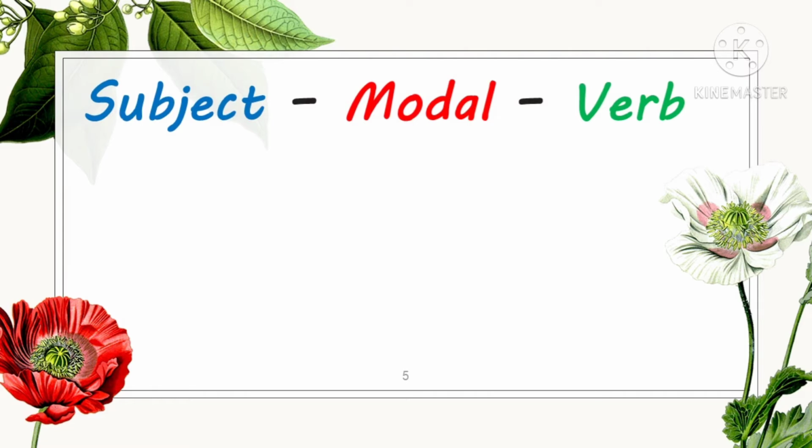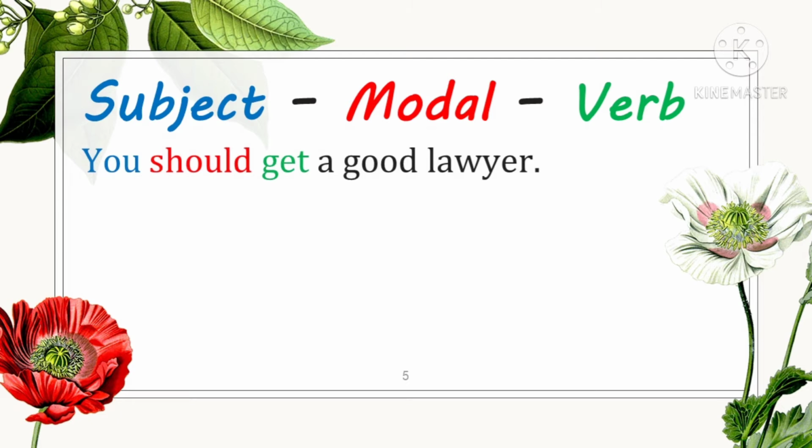You can follow this pattern to better understand how modal verbs are used in a sentence. Subject comes first, followed by the modal, and then the verb. For example, you should get a good lawyer. You is the subject, should is the modal, and get is the verb.